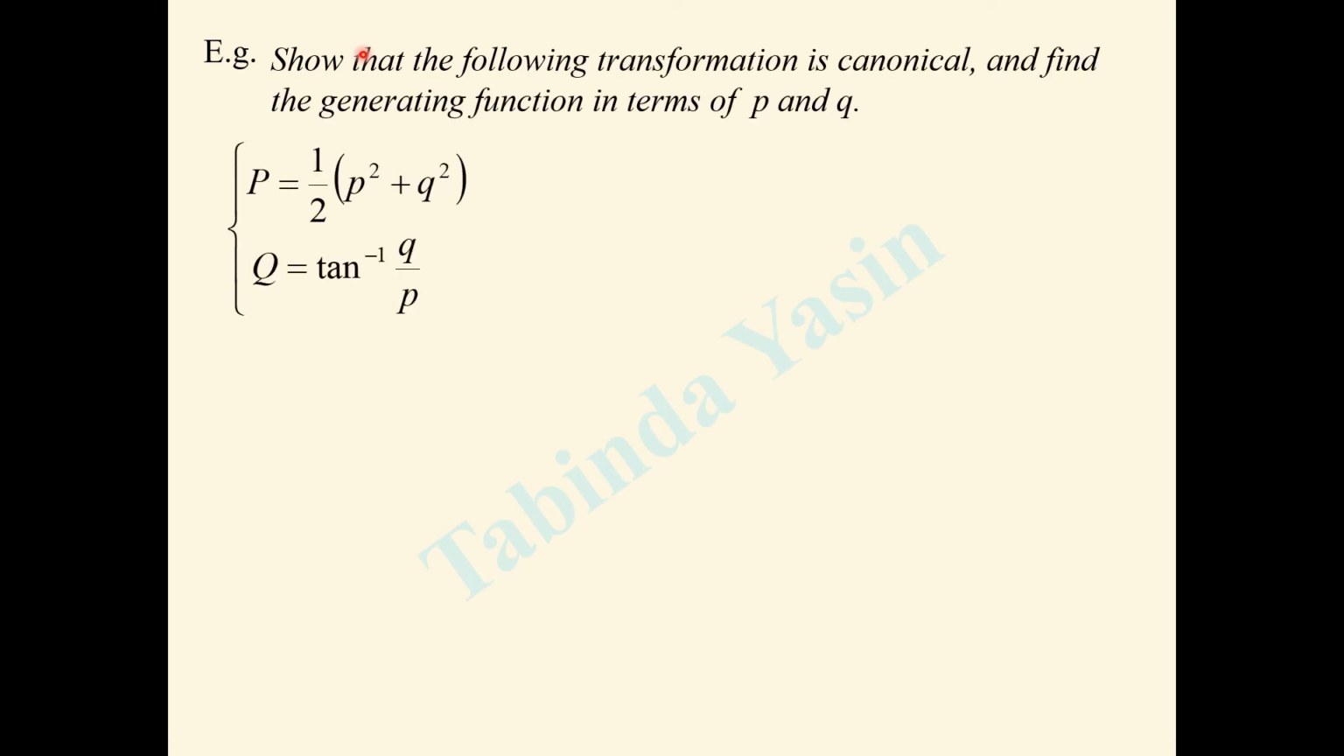Now we're going to start with the next example: show that the following transformation is canonical and find the generating function in terms of p and q. We have P is equal to 1 by 2 (p square plus q square) and capital Q is equal to tan inverse of q over p. Solution: the canonical part is easy.